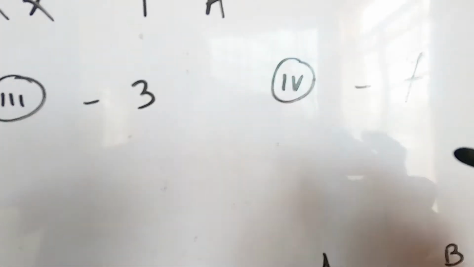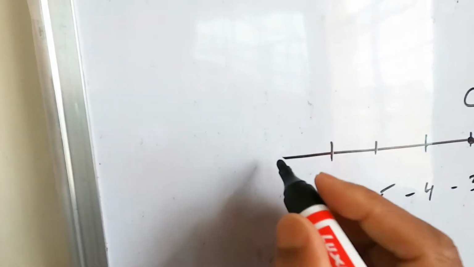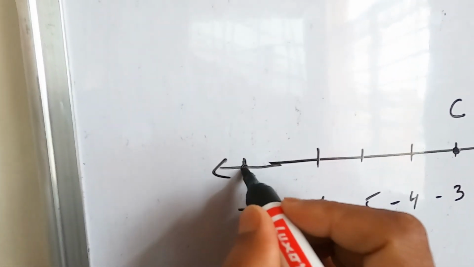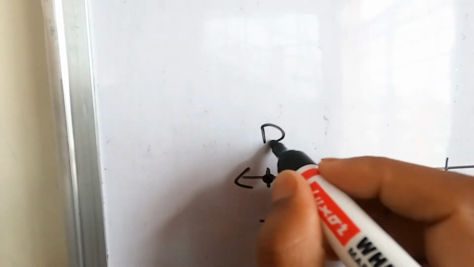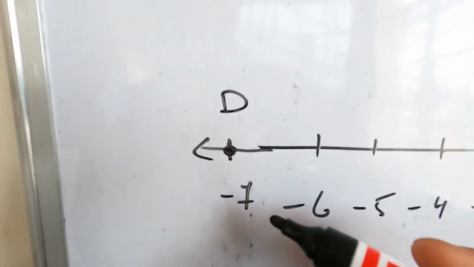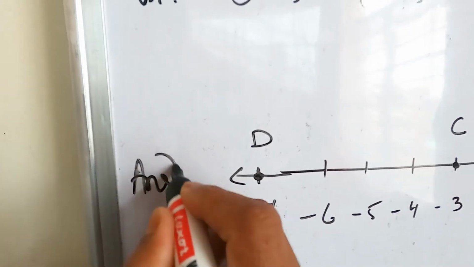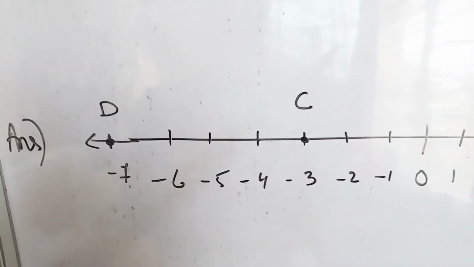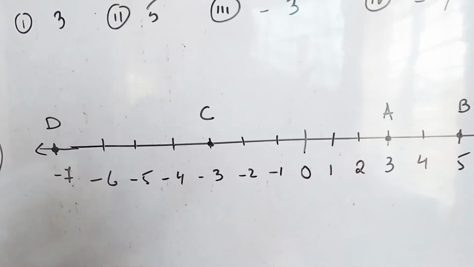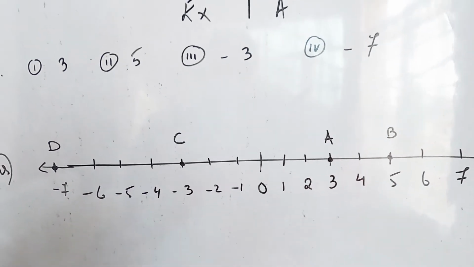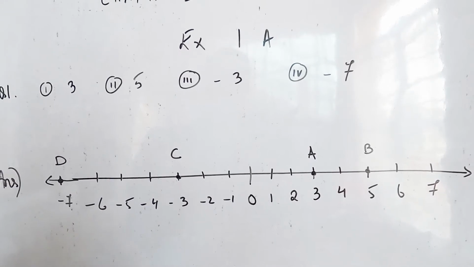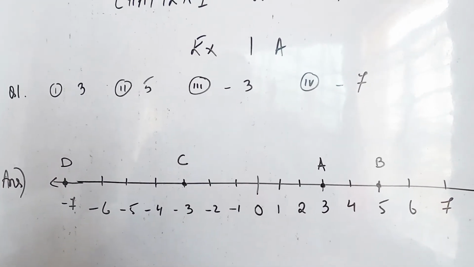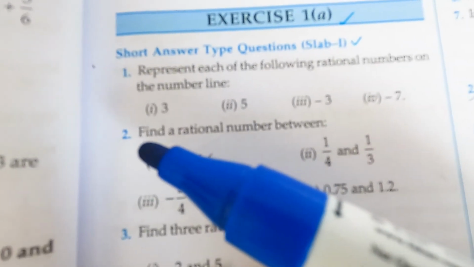And the last one is minus 7. So in this case you name this as D, as it represents the number minus 7. So this is very simple. This is how we will represent the different numbers on the number line system. So this is the answer for question number 1. Next, let us start with question number 2.